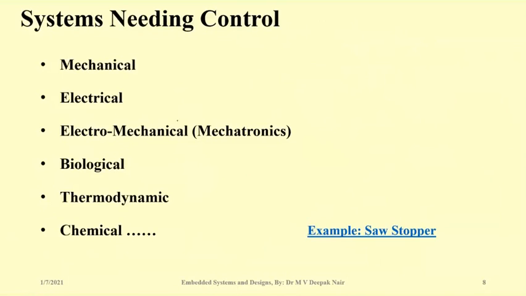Now, systems needing control. Almost every system in this world needs some control. And for that control, we need coding and algorithms. Systems like mechanical systems, car or any automobile or conveyor belts, they need control of the speed. Then electrical systems like fan, LED bulbs, television, washing machine, and so on. Electromechanical, washing machine is a good example of electromechanical devices. Even electric vehicles are a good example.